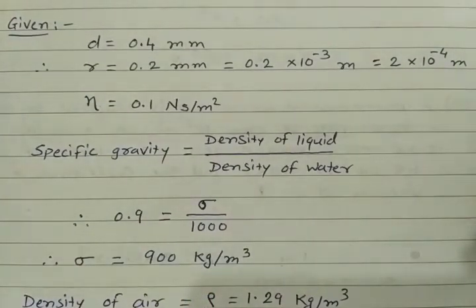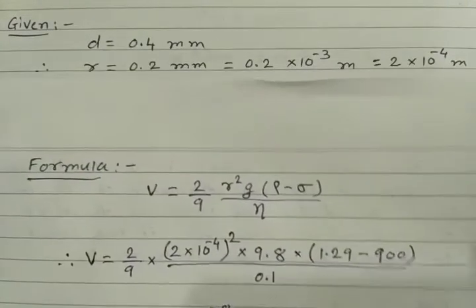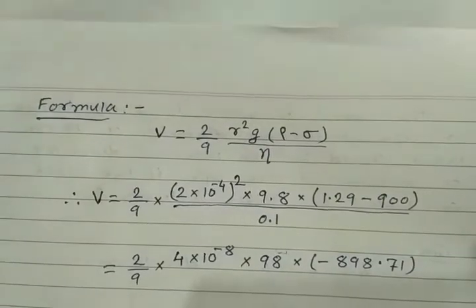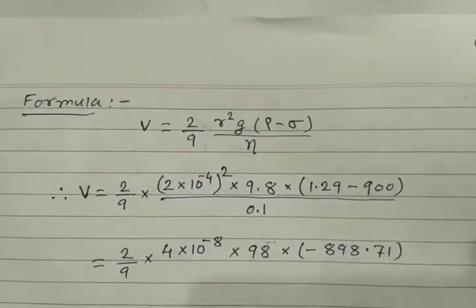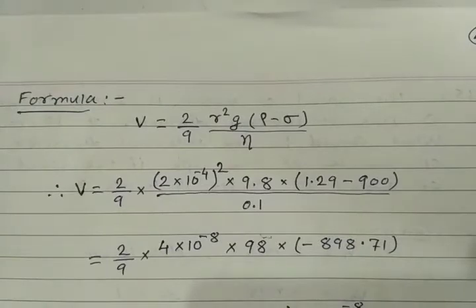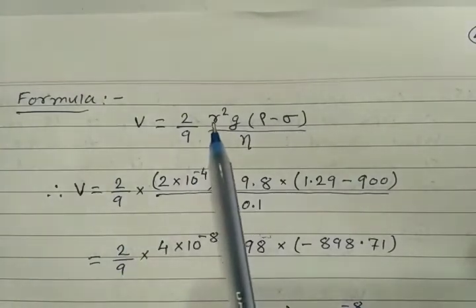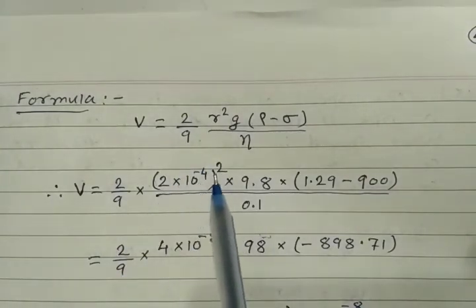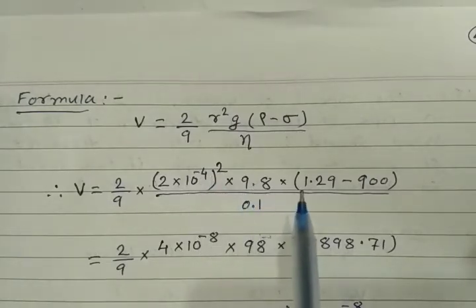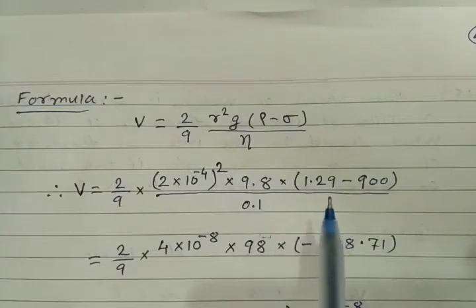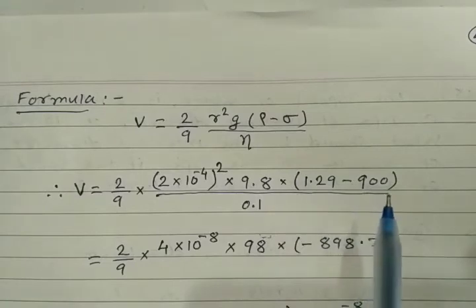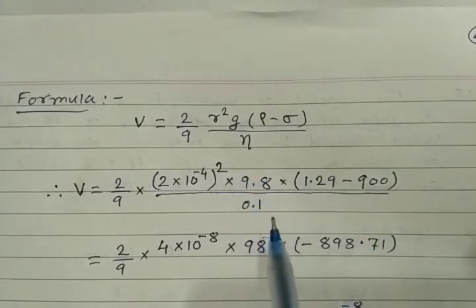Now the formula that we are going to use is V equal to 2 upon 9 R square G, rho minus sigma upon eta. So substituting all these values, we get R value is 2 into 10 raised to minus 4 whole square, multiply by 9.8. The value of rho is 1.29, which is the density of air. Sigma is 900. The value of eta is 0.1.